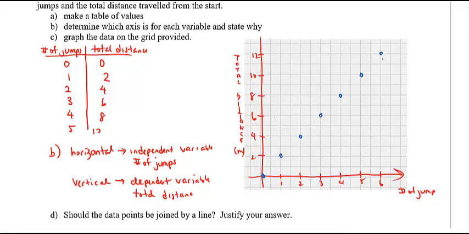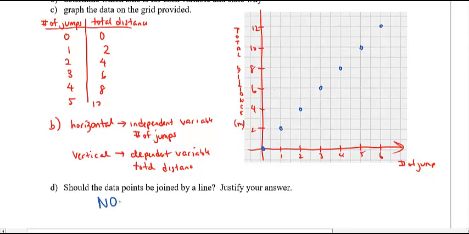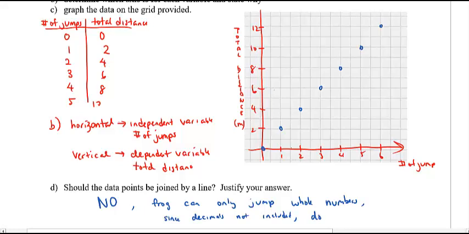So my next question to you is, should these data points be joined by a line? So should I actually connect them together like a line? And the answer in this case is no. Why not? Really? If you join a line, you're saying a frog can jump 1.5 times? Or 1 1/3 times? Like, can that really happen? So, a frog can only jump whole numbers. Okay. Last time I checked, a frog can't be jumping 1.5 times, or 1.2375 times. So therefore, because decimals are not included, don't join the points with a line.